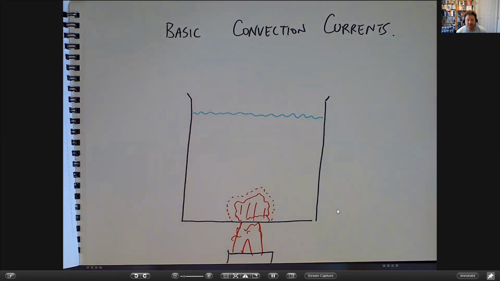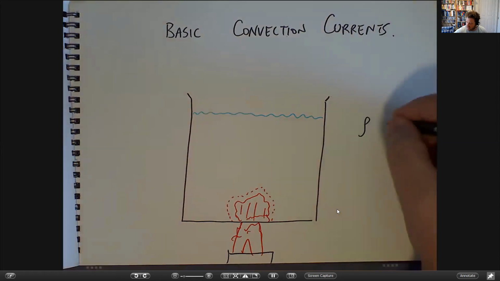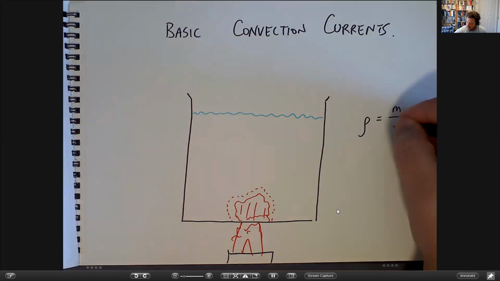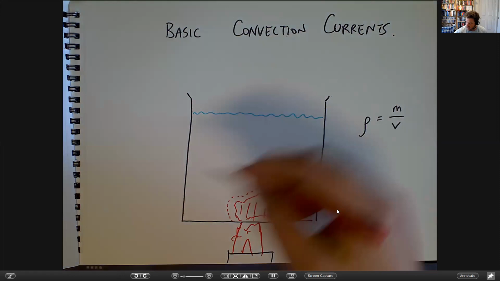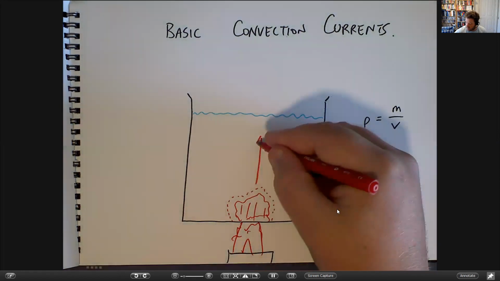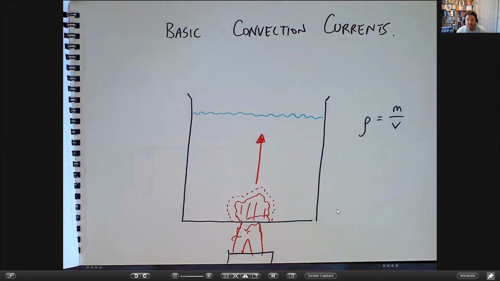The other thing that's true of fluids is that density equals your mass divided by your volume, that is, mass per volume. Objects with the lowest density rise upwards and objects with the higher density drop downwards. So what's going to happen to this little patch here is it's going to start rising upwards because it's of lower density than the water around it. That's called buoyancy.